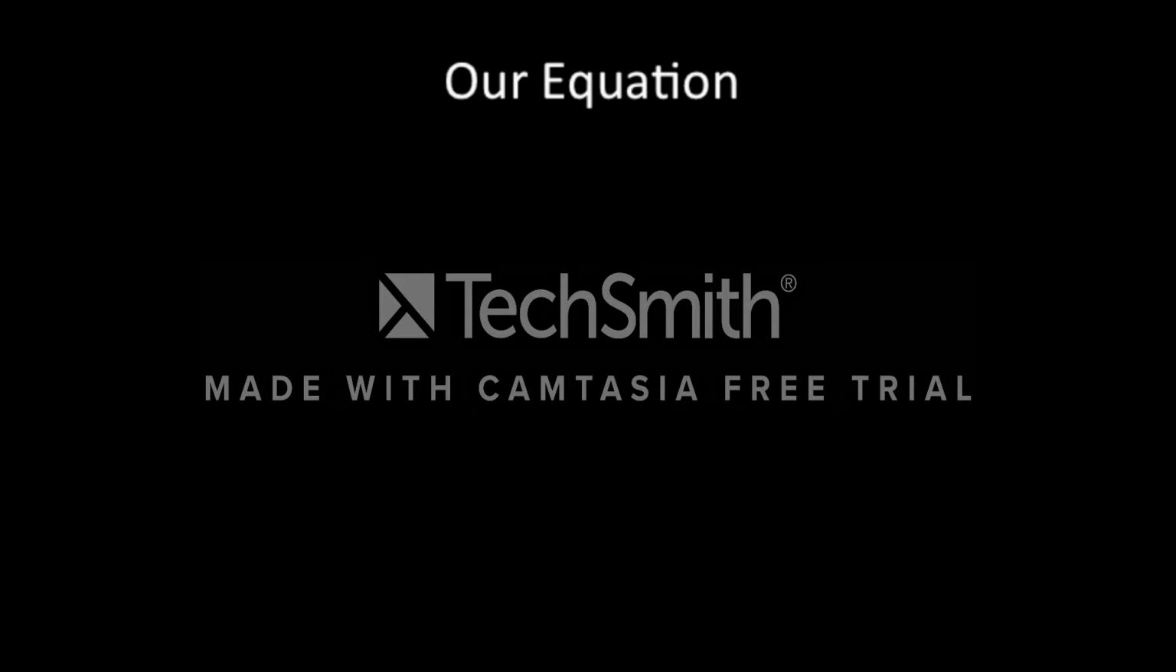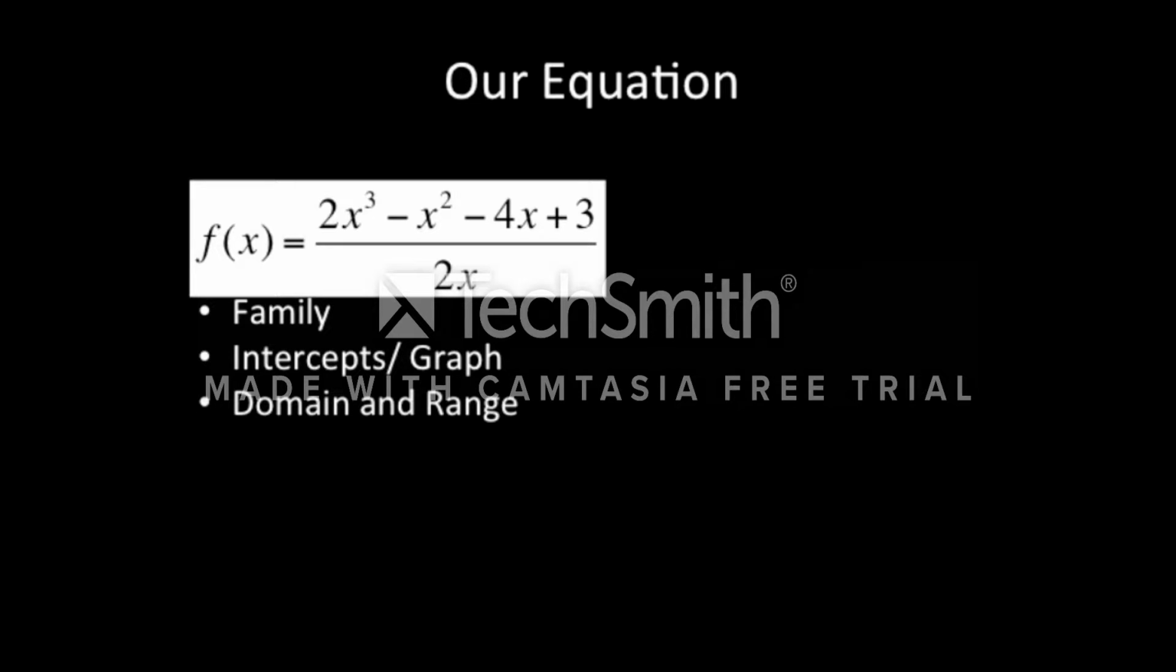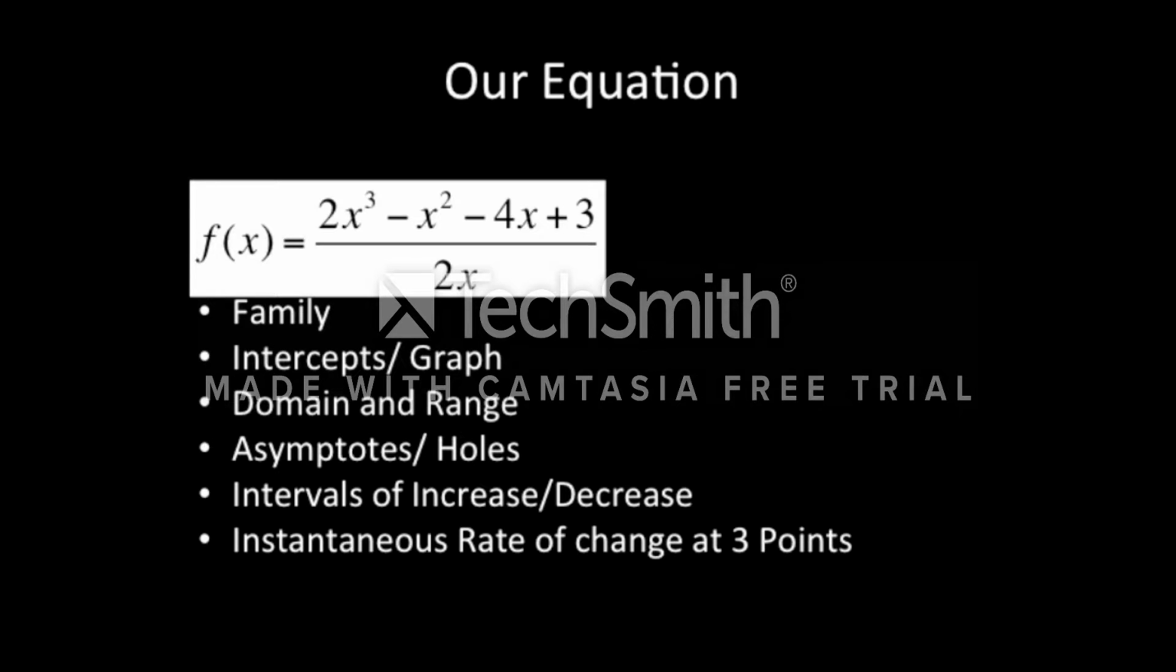Now, the equation that we will be studying today also has a quadratic asymptote, and it is such: 2x to the power of 3 minus x squared minus 4x plus 3 all over 2x. From this, we will be determining things such as the family, the intercepts as well as what the graph of this would look like, the domain and range of this graph, any asymptotes or holes, intervals of increase or decrease, as well as the instantaneous rate of change at 3 different points.